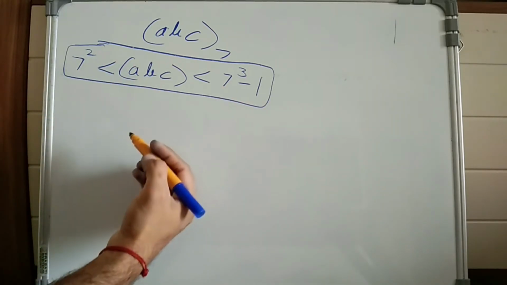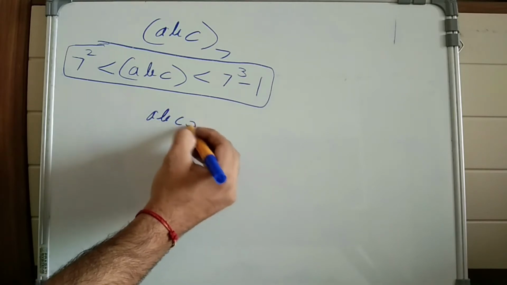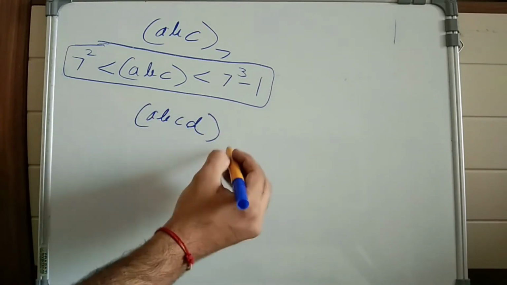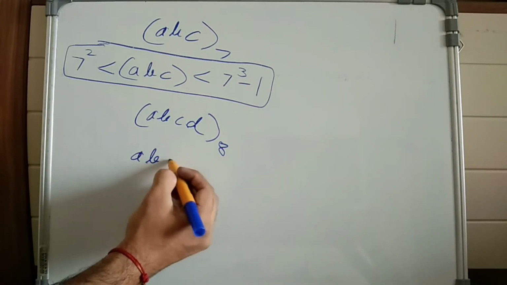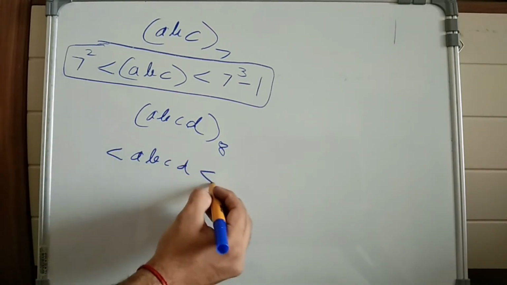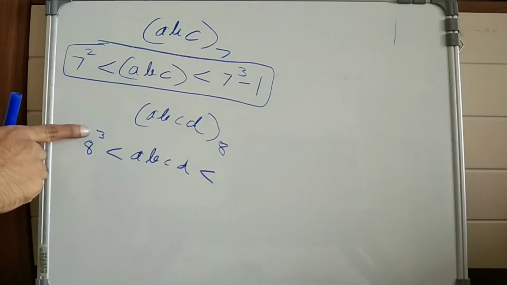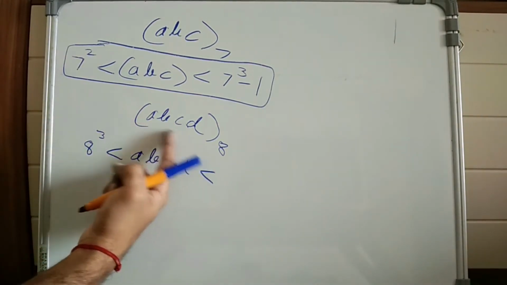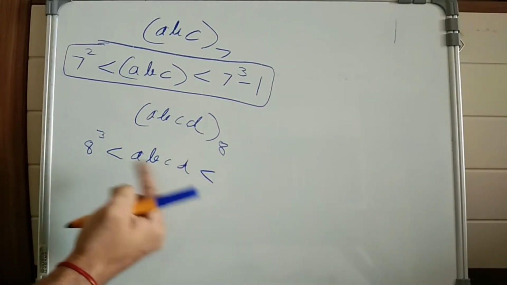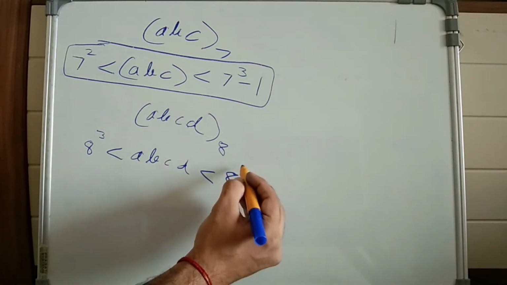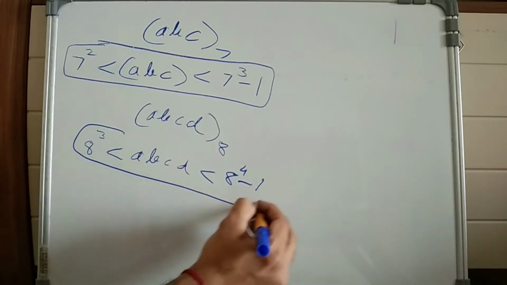Let us look at another example. If I say there is a 4-digit number ABCD written in base 8, let's say, what would be its range? For ABCD, its minimum value would be 8 cubed, 1 less than the number of digits. The number of digits is 4, then 1 less than 4 is 3, that would be the minimum value. The maximum value would be 8 to the number of digits minus 1. Okay, this will be the range.